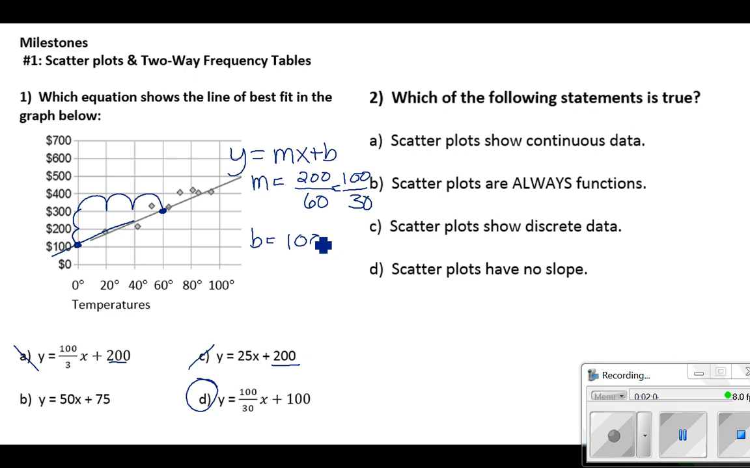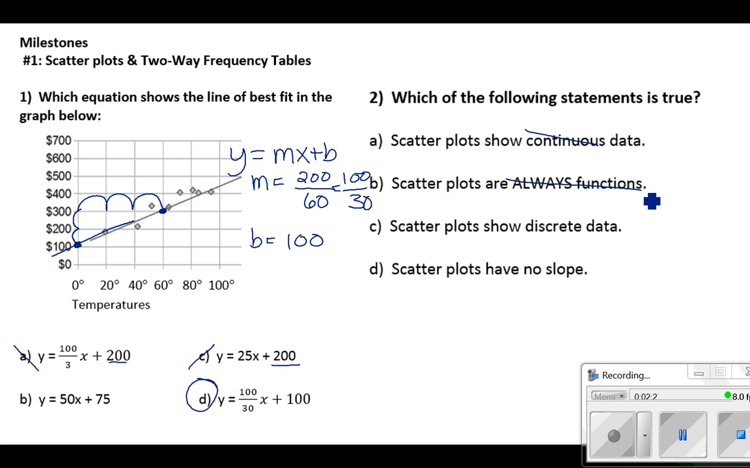Question 2, which of the following statements is true? Scatter plots show continuous data. They do not because they are not related and the points should not be connected. Scatter plots are always functions. Always is not a good word for when we're doing these. It doesn't have to always be a function.